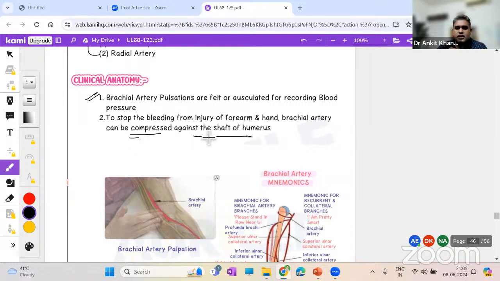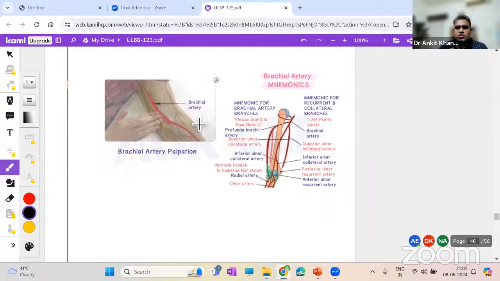You can compress this artery against the shaft of humerus. See over here, brachial artery palpation. This is the arm region, and on the medial aspect of the arm, try to make a tight band or try to compress whatever things you are getting. Try to compress over here to decrease the bleeding at this side.